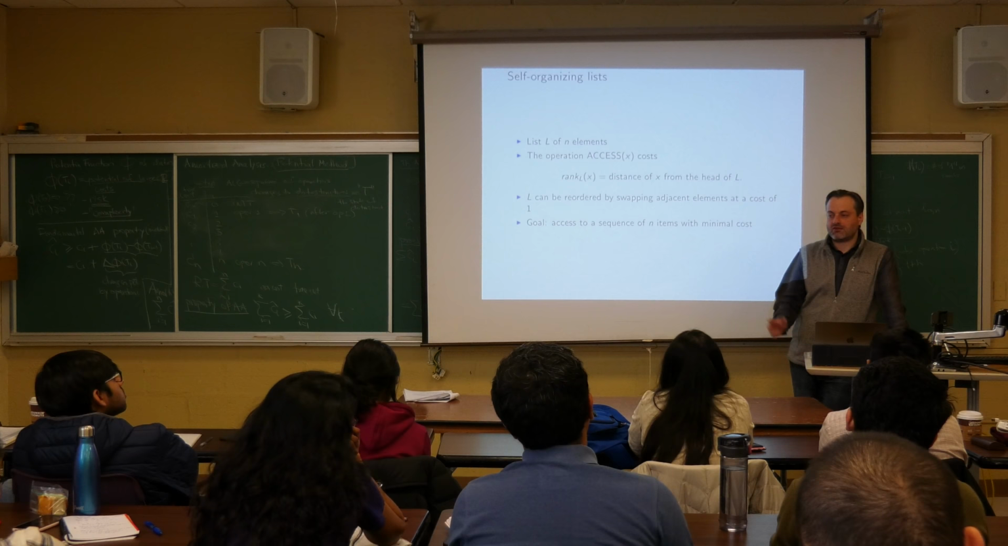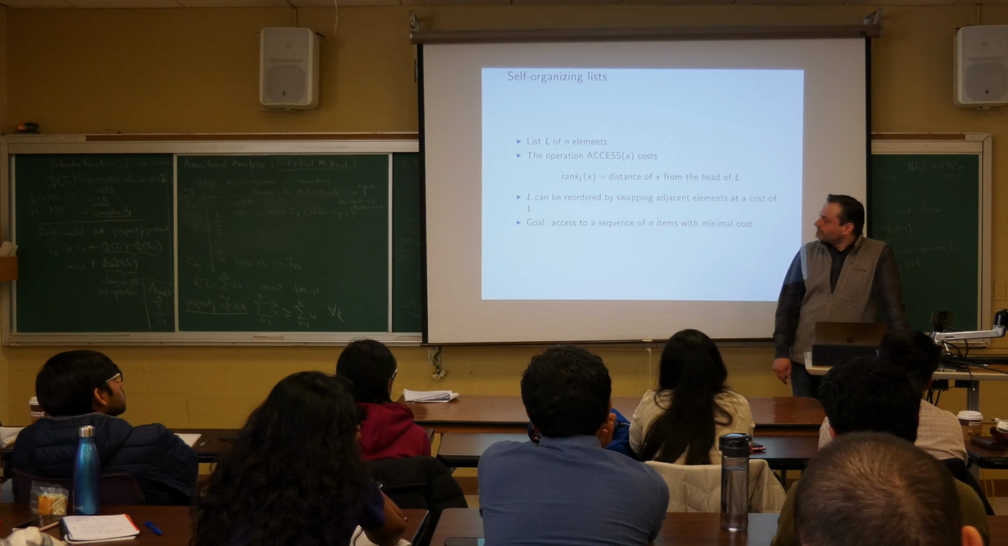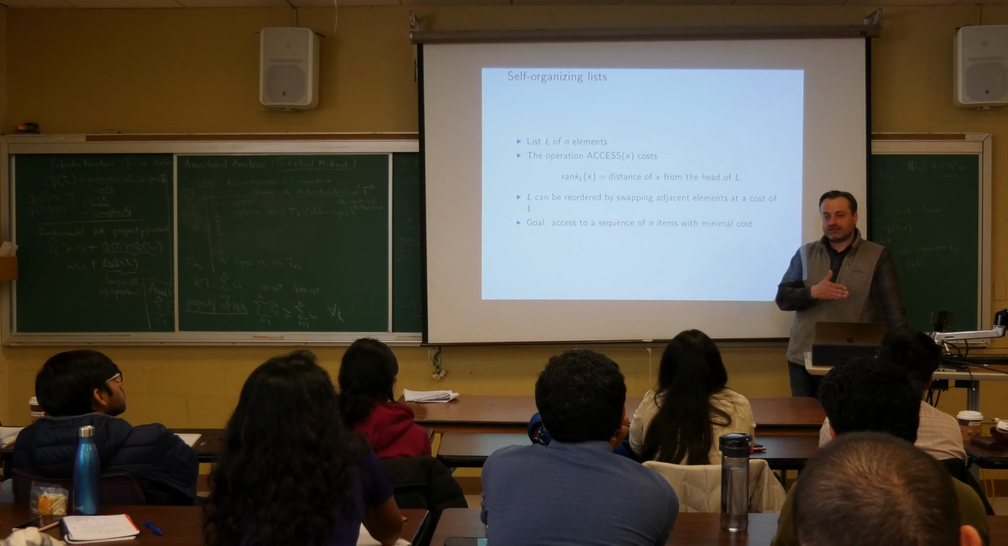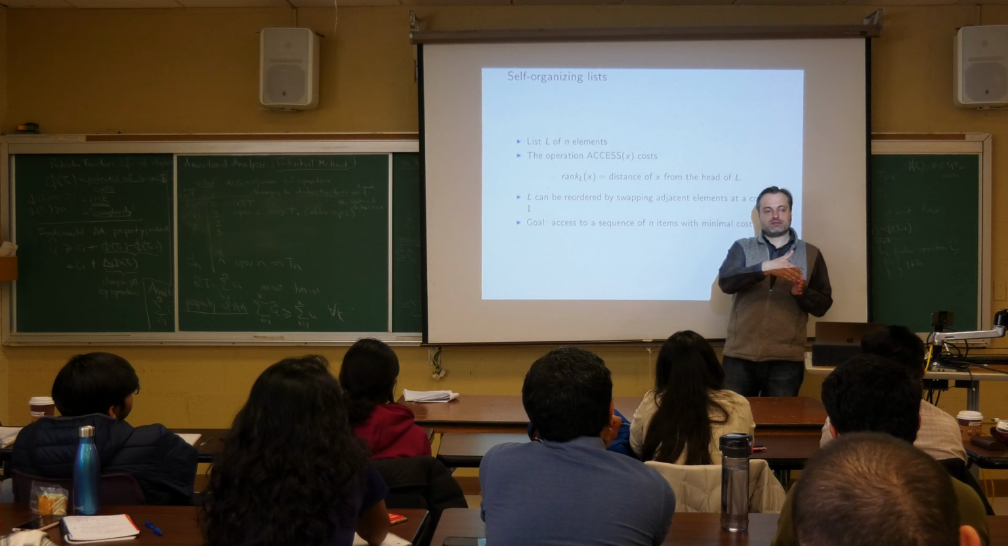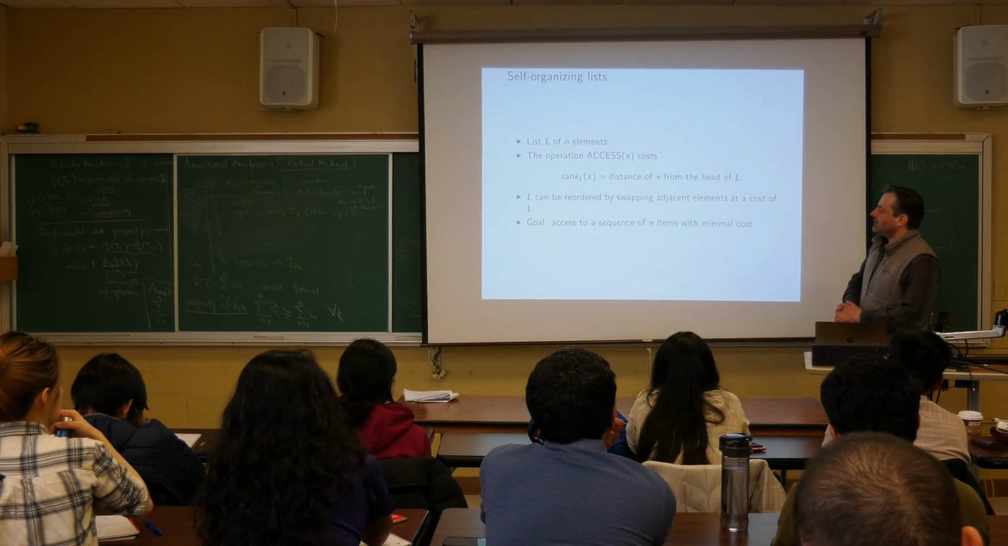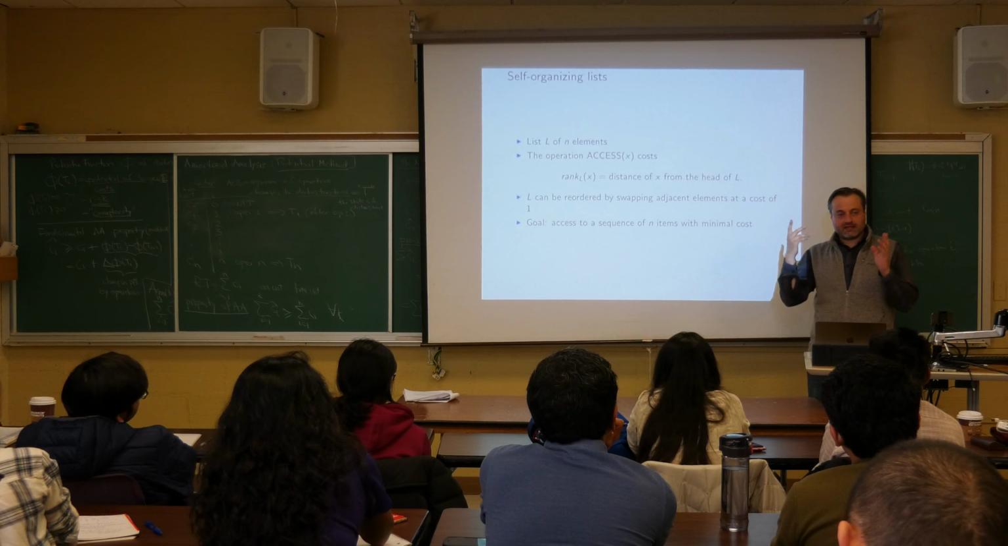So in a list, to find an element, because I'm traversing the list from the head, it's essential to know where that element is, right? So rank in the list of an element is how many things I have to go from the head, how many jumps I have to go through until I get to that element. That's where this rank comes into play. And then I can reorder elements by swapping them. Say that's my API to order things.